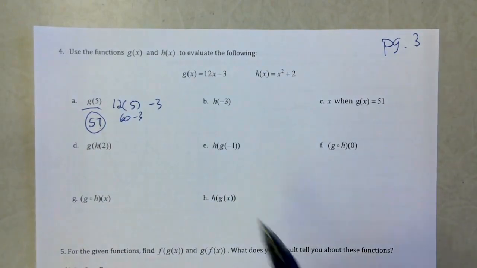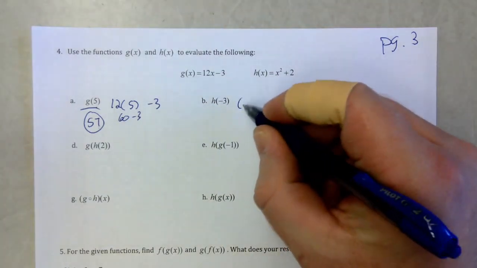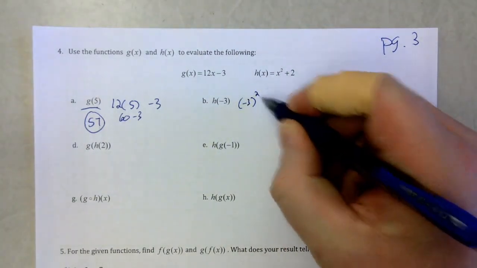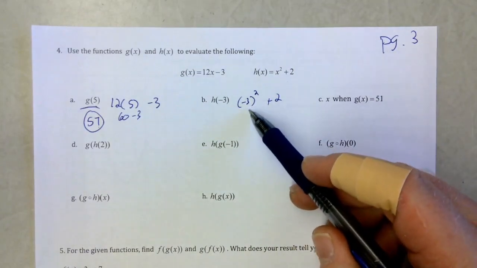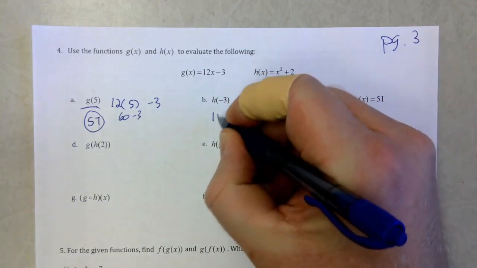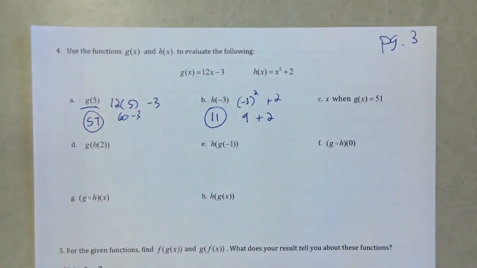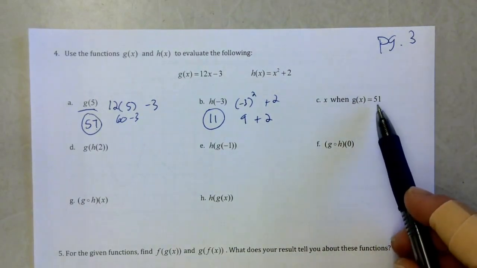All right, letter B, I'm going to plug negative 3 into the x. So it's negative 3 squared plus 2, order of operations. I use exponents first. Negative 3 squared, negative 3 times negative 3 is positive 9. 9 plus 2 is 11. Okay, this is my y value.